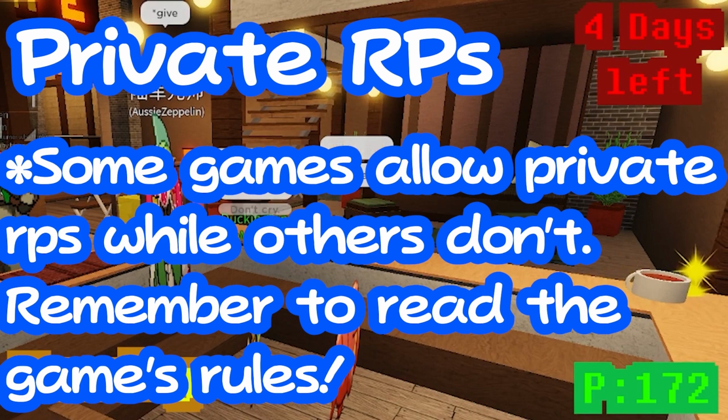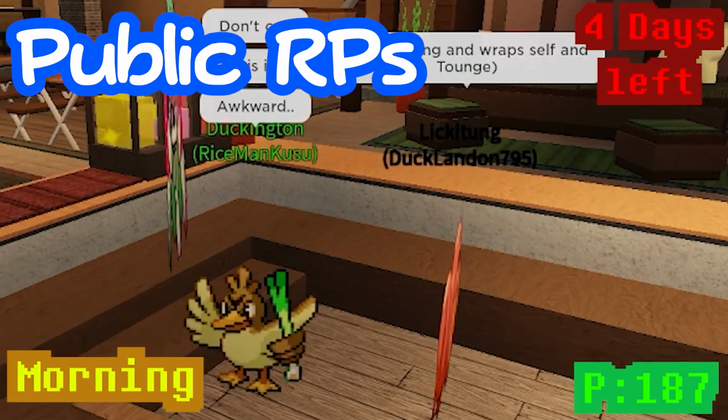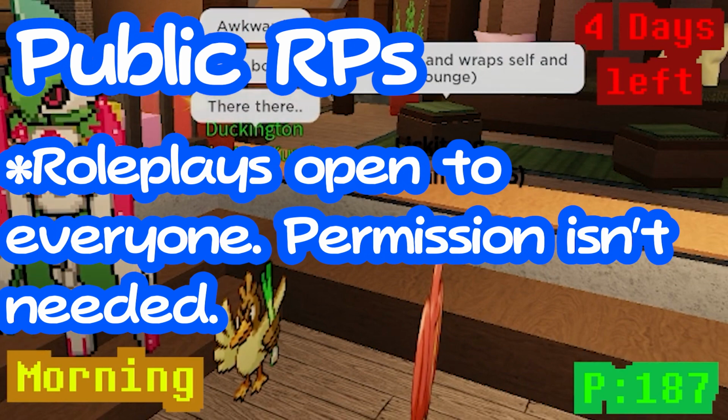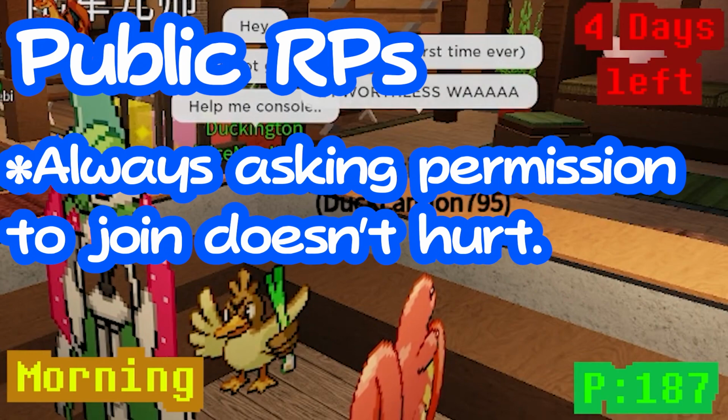Some games don't allow private roleplays, and in that case, private servers can be made for the people wishing to do that. Public roleplays are roleplays that are open to everyone in the server and do not require permission to join, but a good rule of thumb for any roleplayer is to ask permission to join no matter what. It's just common courtesy.